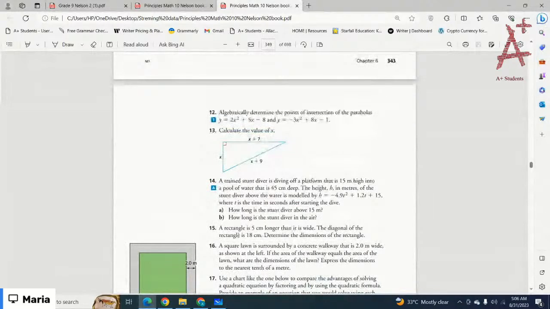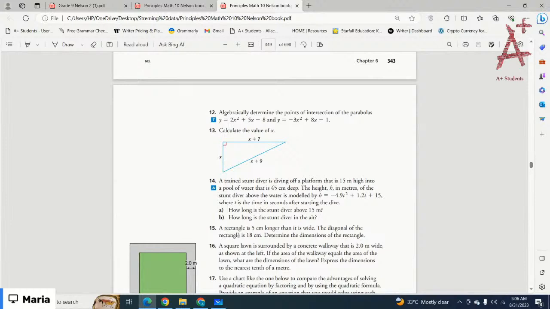Okay, let's start with question number 13. Calculate the value of x. If this is a right angle triangle, you can simply apply the Pythagorean theorem and you can calculate the value of x, right? Okay, let's start with question number 14.